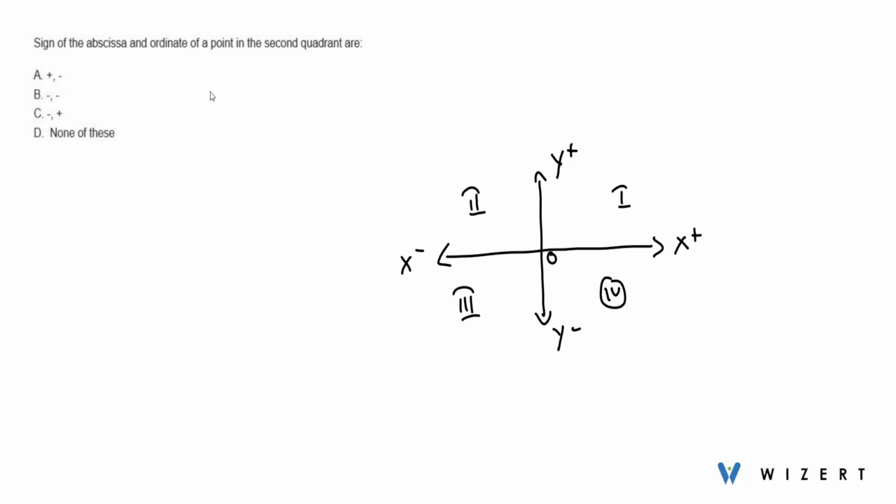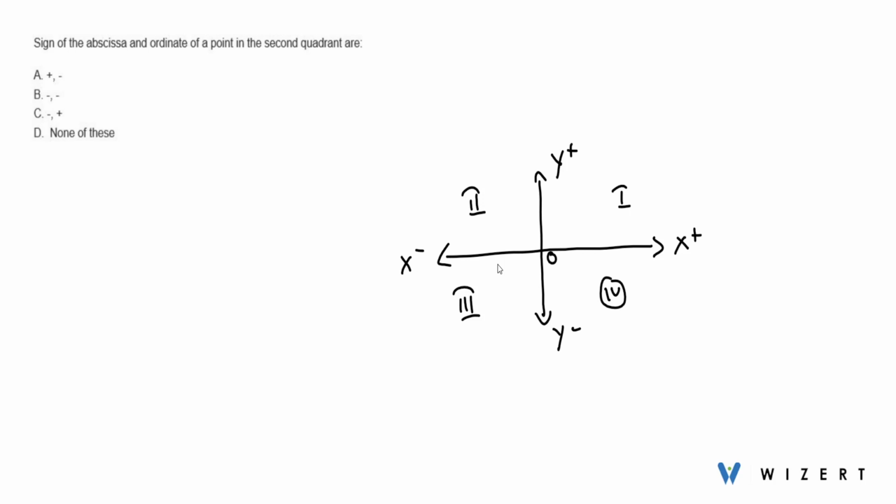Now we have been asked to find the sign of the abscissa and ordinate of a point in the second quadrant. So the x axis value is referred to as abscissa and the y axis value is referred to as ordinate. Now see, in the second quadrant, as we move towards the left hand side of the origin, the x coordinate becomes negative. So the abscissa will be negative in the second quadrant. And as we move upwards from the origin, that is towards the positive y axis, the ordinate sign will always be positive.